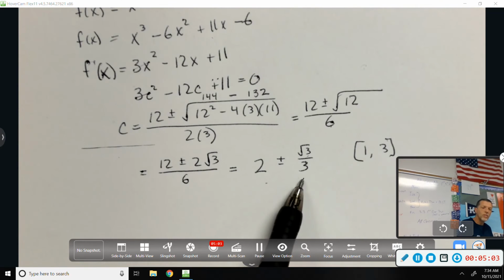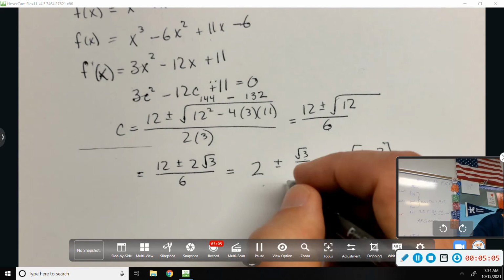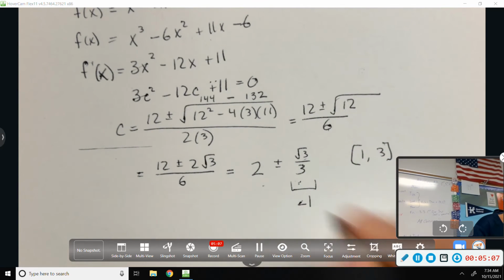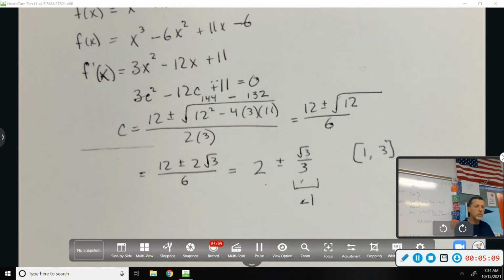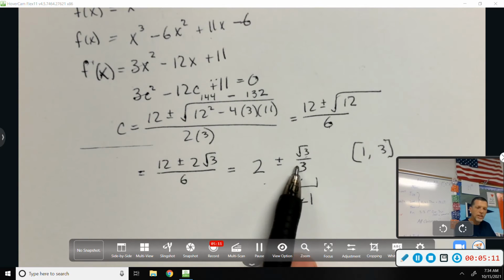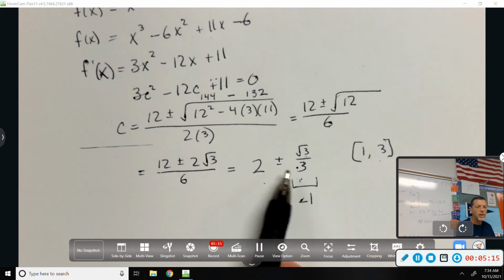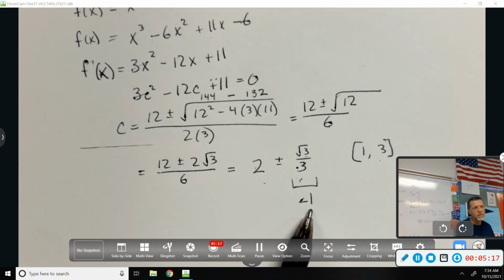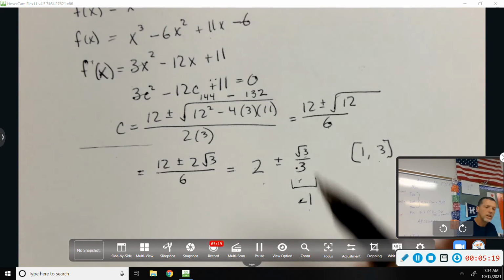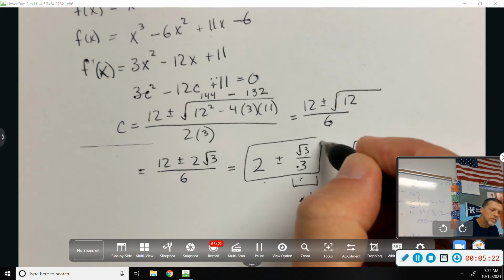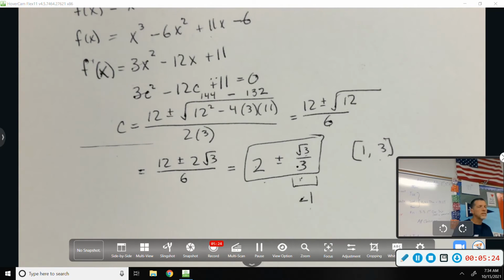Less than 2 over 3 would mean that this whole chunk of stuff is less than 1. So if I do 2 plus something less than 1, that's going to be smaller than 3. And if I do 2 minus something less than 1, it's going to be bigger than 1. So both of those will work. But that took a little bit of work to get there.